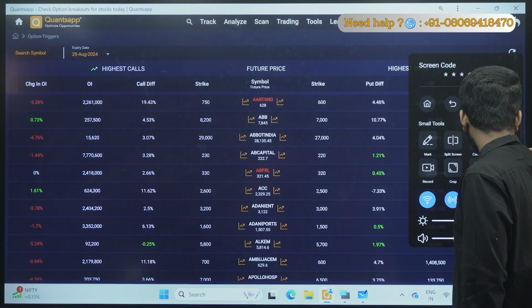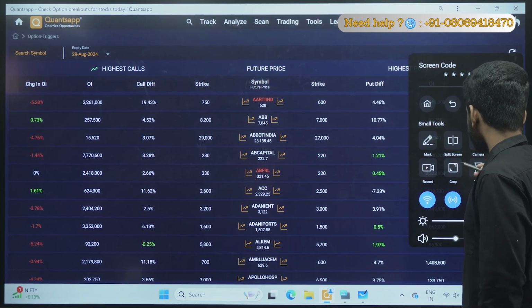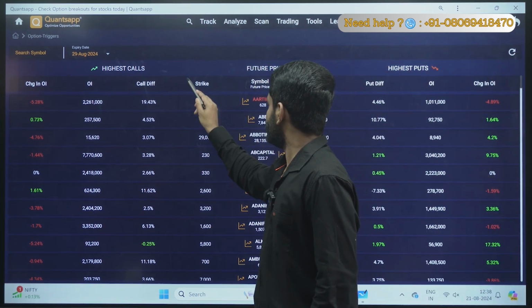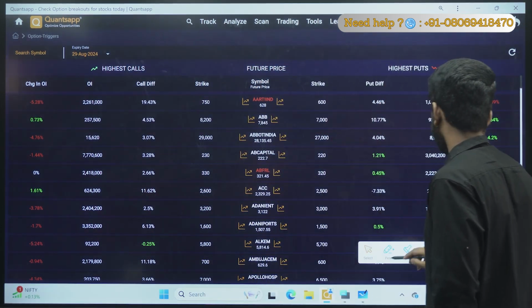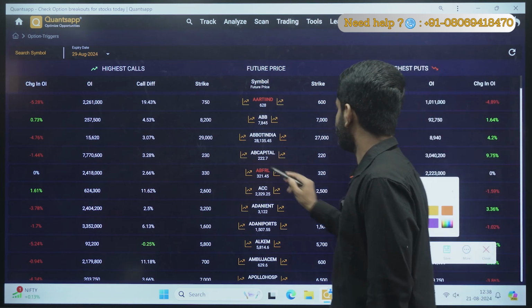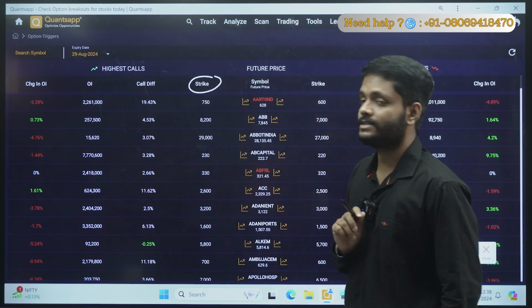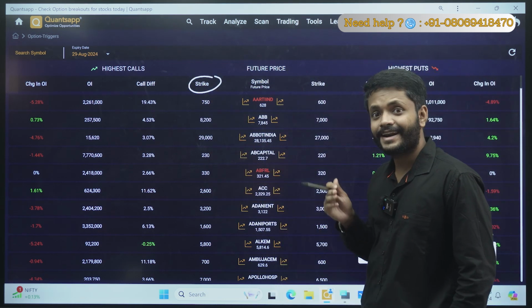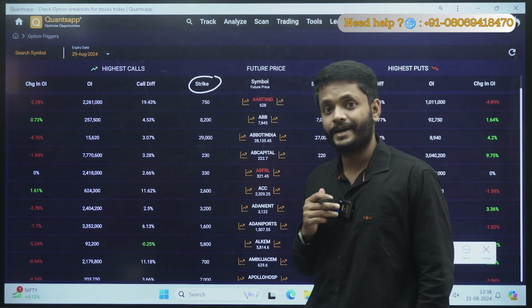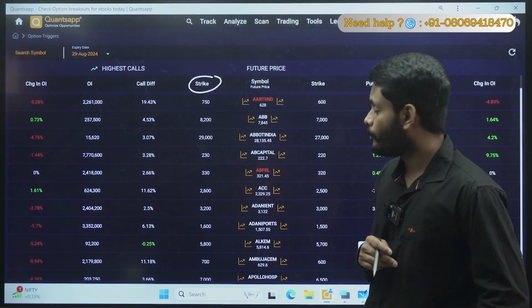Let me mark. Check this strike. So what is this strike? This is basically the resistance level, as I said, an automatic resistance level based on open interest.